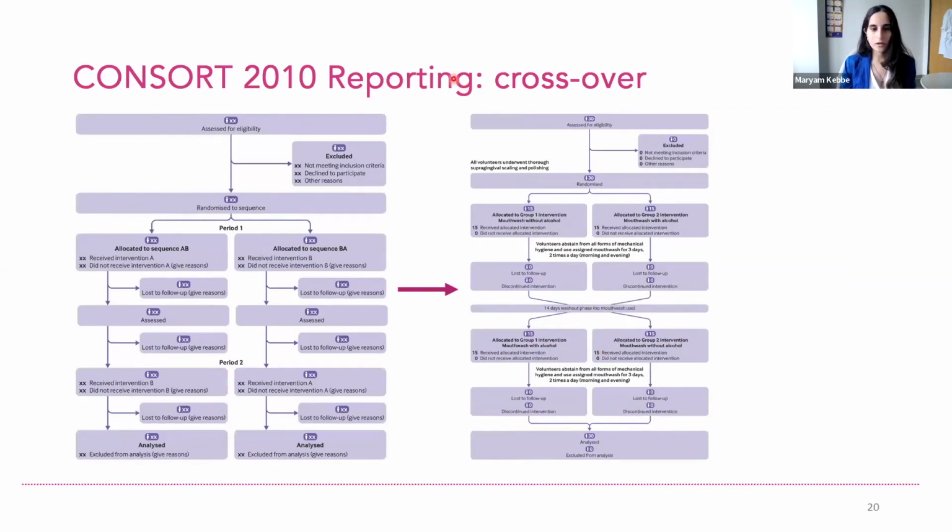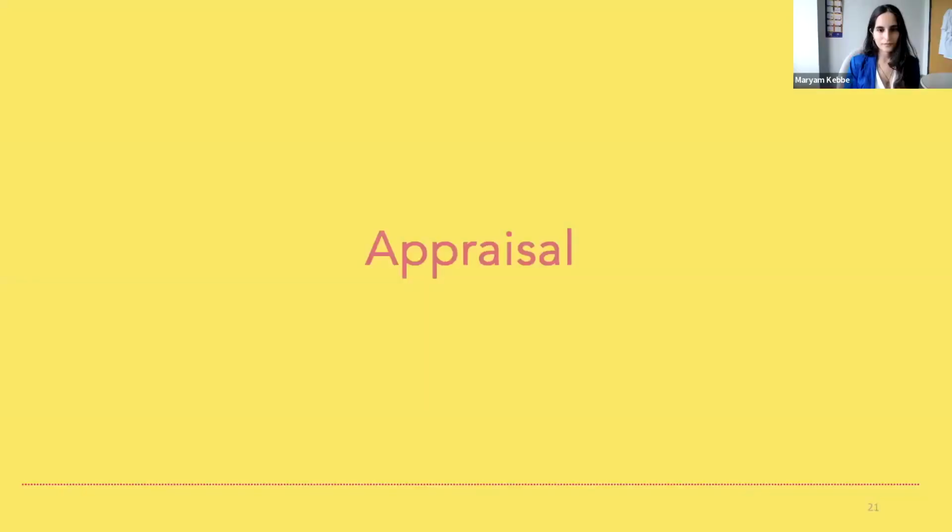So if you were doing a crossover study, as you see here, there's been a switcheroo in the treatments where your participants received treatment A first, they had a washout period, and then they received treatment B, which is in line with what a crossover RCT is designed to do.